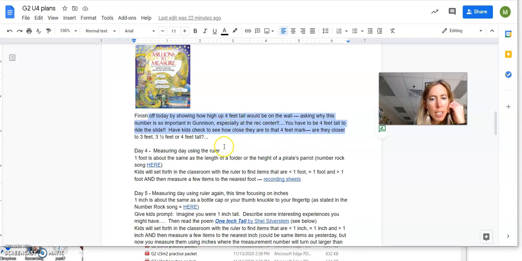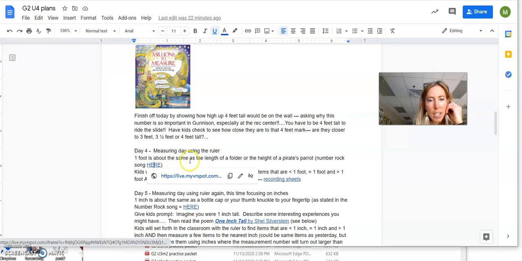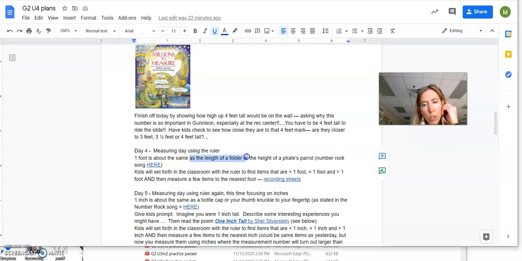So then day 4, let's measure using the ruler. Let's actually get out there and measure. So what is about 1 foot long? In our classroom, what are things that are about 1 foot long? And in the song by Number Rock, which is right here, it'll tell you it's the same as the length of a folder or the height of a pirate's parrot. So there's that song to incorporate in.